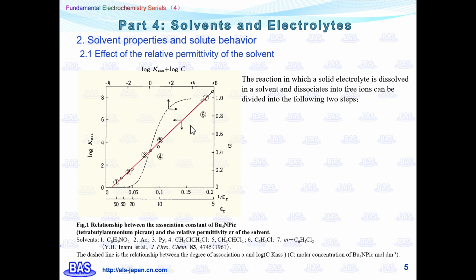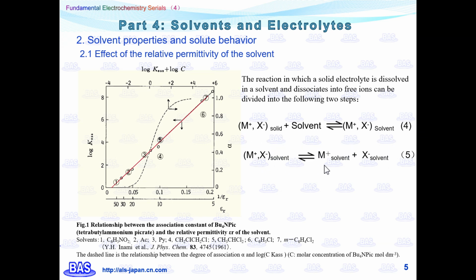The reaction of a solid electrolyte dissolving in a solvent and dissociating into free ions can be divided into two steps. The solid dissolves in the solvent to form a solvated ion pair, and the solvated ion pair further dissociates to form a solvated cation and anion. For both processes, the higher the relative permittivity of the solvent, the more likely it is moved to the right side.